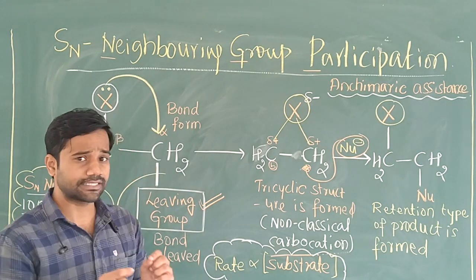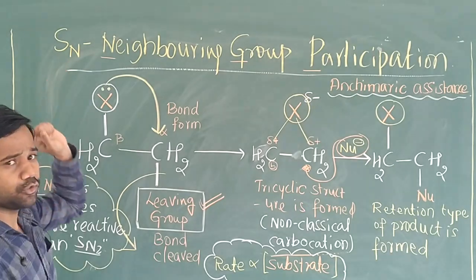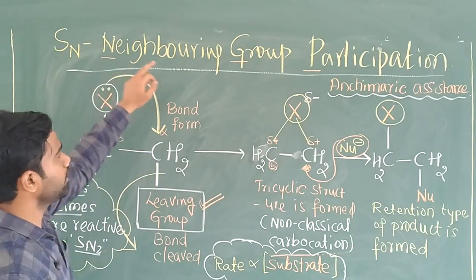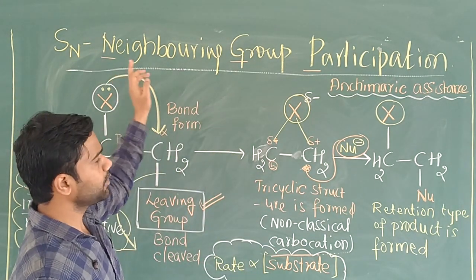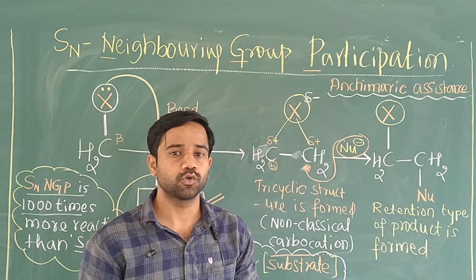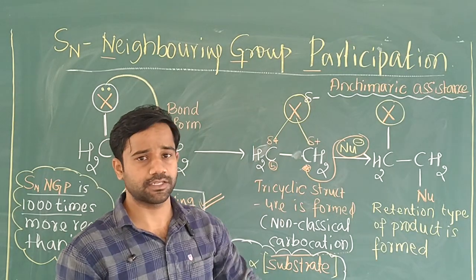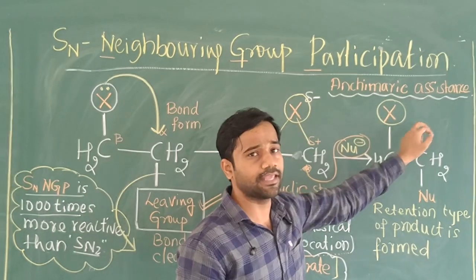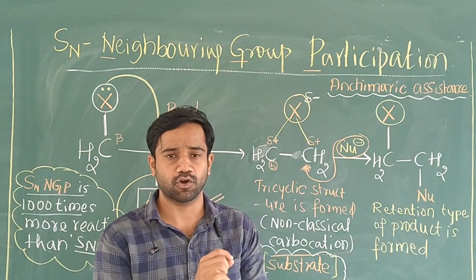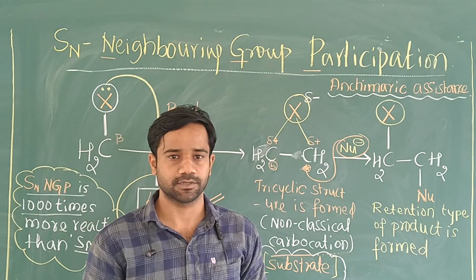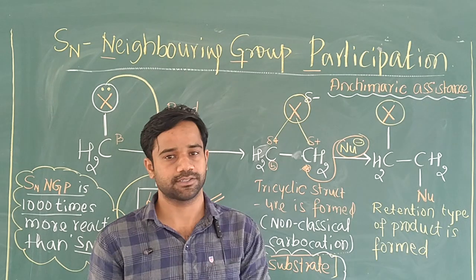Let's see what we mean by SN-NGP. SN means nucleophilic substitution, which we already studied. NGP means neighboring group participation. So SN-NGP is neighboring group participation with respect to nucleophilic substitution, which is also known as the neighboring group mechanism, and also as an anchimeric assistance reaction. Basically, it is not a complete, proper mechanism type. It is only a step where it deviates from the actual mechanism.